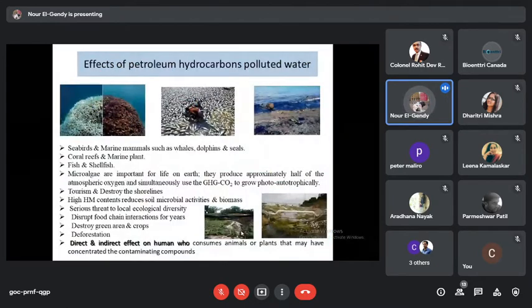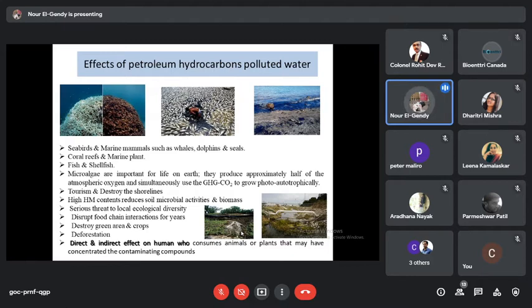What are the effects of these petroleum hydrocarbons on polluted water? It kills and destroys our seabirds and marine mammals in general. It destroys our coral reefs and marine plants and negatively impacts fish populations. It also has a very bad negative impact on microalgae. However, you should know that microalgae are very important for life on Earth because they produce approximately half of the atmospheric oxygen and simultaneously use the greenhouse gas carbon dioxide to grow photoautotrophically.